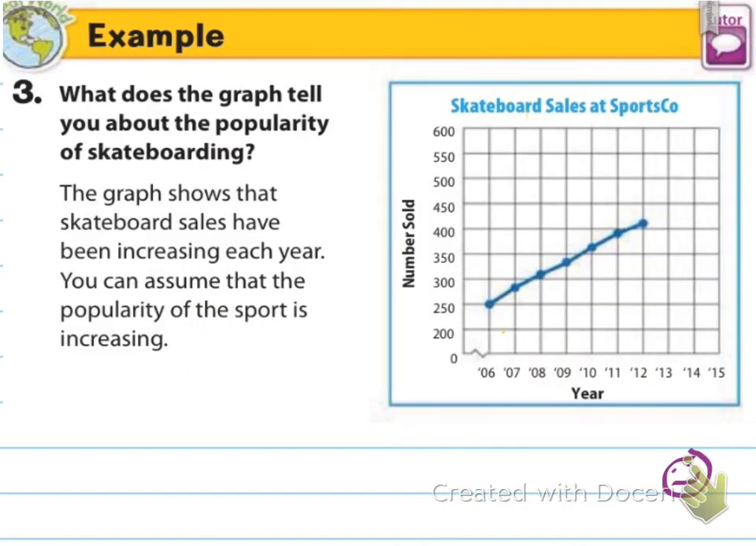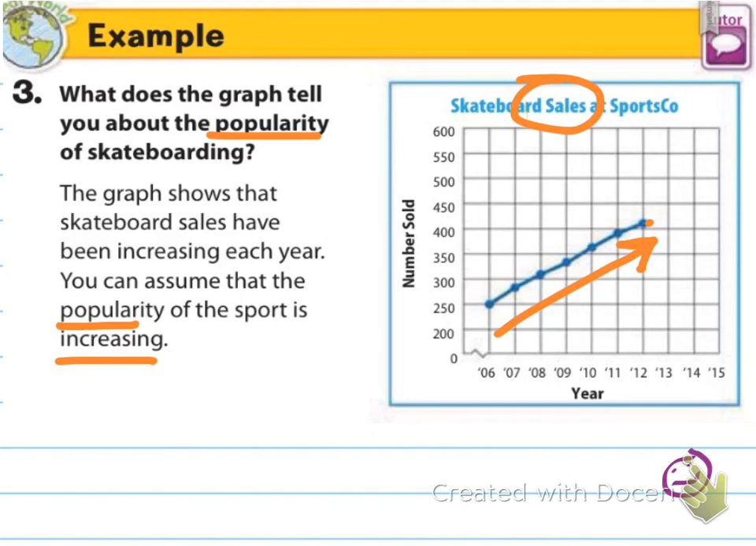All right, this is our last example. It says, what does the graph tell you about the popularity of skateboarding? The graph shows that the skateboard sales have increased. Notice that from 2006, it was 250 skateboards sold, and when it came up to 2012, it was up to 400 being sold. This is just sales, but if you're selling more, obviously the popularity is also getting better. So the popularity of the sport is increasing, and the skateboard sales are steadily increasing each year.